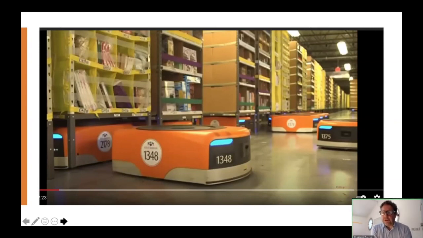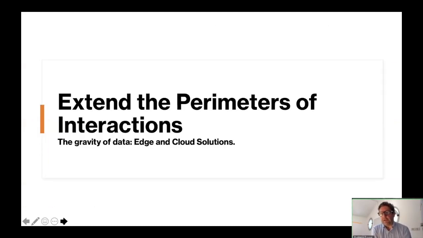There is another issue that I find extremely interesting: the fact that the world is becoming interconnected, and that wireless connectivity is achieving incredible results, of course, means that the perimeters of interactions with products and objects and people are extended to the whole world. And so the question is, what's happening today in terms of innovation?